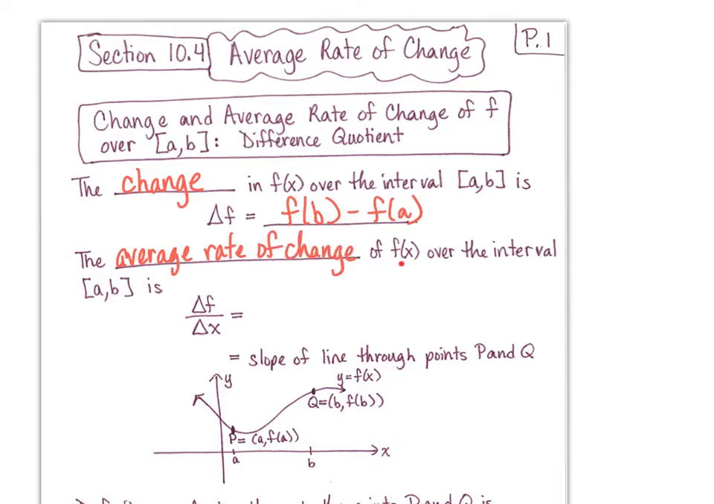The average rate of change of the function f of x over the closed interval AB is given by the change in f over the change in x. That's equal to f of b minus f of a divided by b minus a. You'll need to know this. You'll need to be able to apply it. This is the average rate of change.